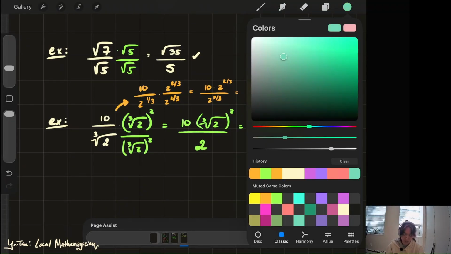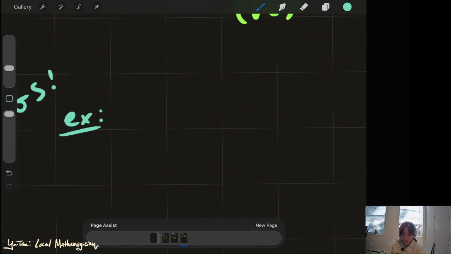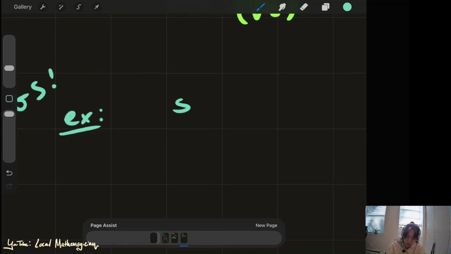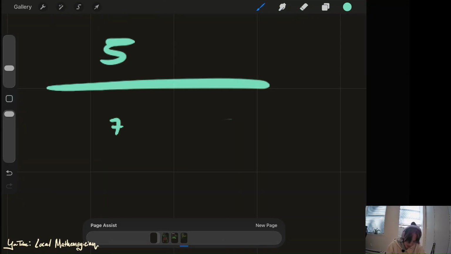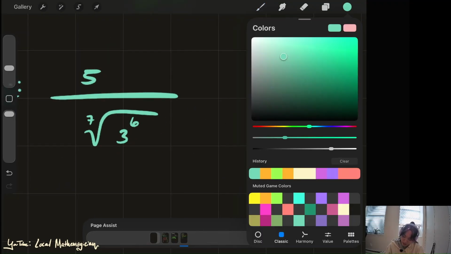Now, I'm going to give you a slightly harder one. What if I gave you, and I want this on Gradescope, what if I give you a cute numerator. Let's do 5. Okay, 5 is fun. 5 all over the 7th root of 3 to the 6th. My personal advice for you is don't tell me what 3 to the 6th is equal to, because you're going to have to take the 7th root of it anyway, and that's going to suck.